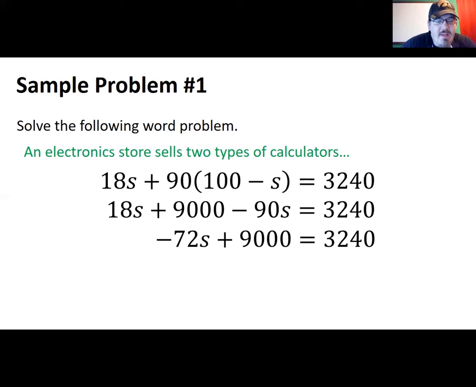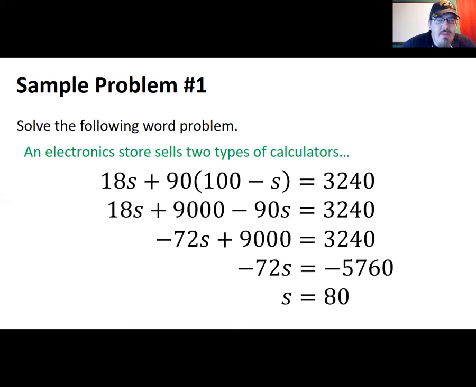When I subtract 9,000 from both sides, I end up with negative 72s on the left, and then negative 5,760 on the right. Finally, we divide by negative 72 on both sides. The negatives cancel out, and I'm left with 80. So s equals 80. This is where it's important to recall what the variable represents, because that tells us what our number is talking about.